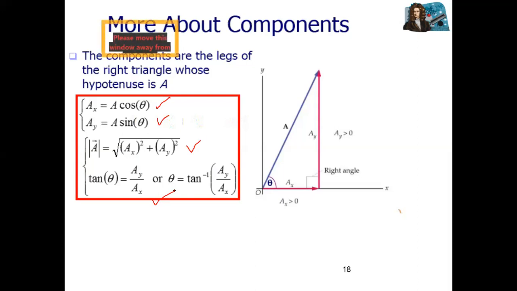We will discuss problems in our office time. If you are free, you can join. I will solve one example by finding the horizontal, vertical, length, and angle. Great. Okay.